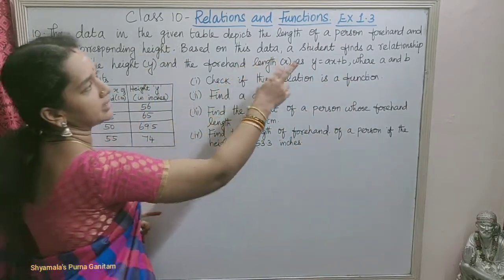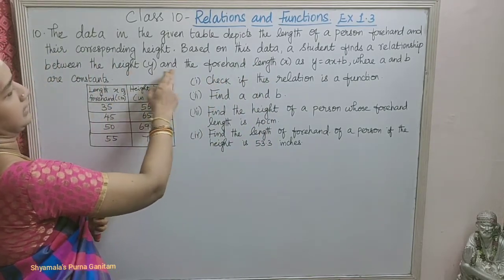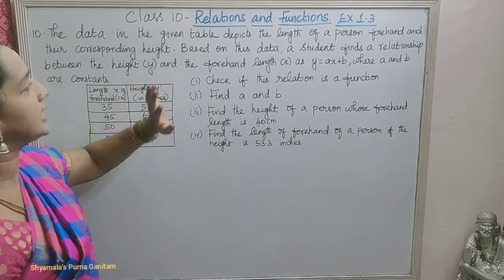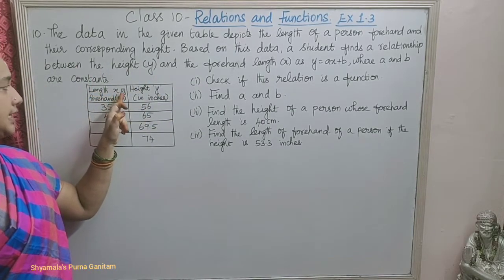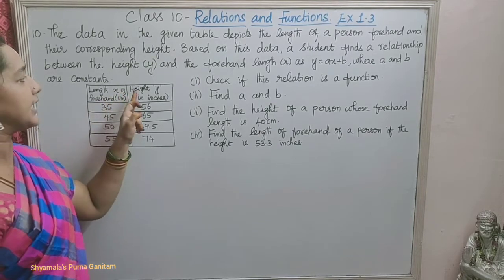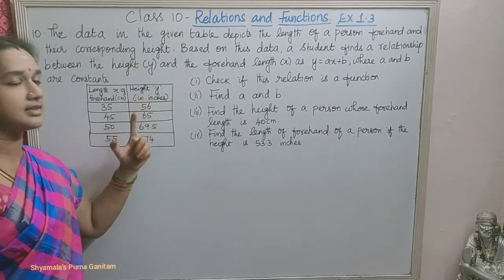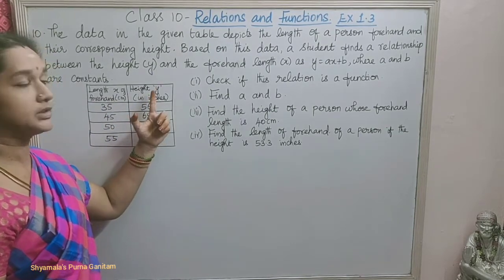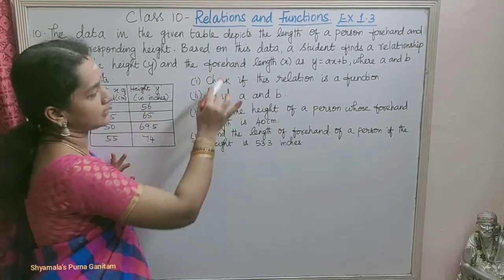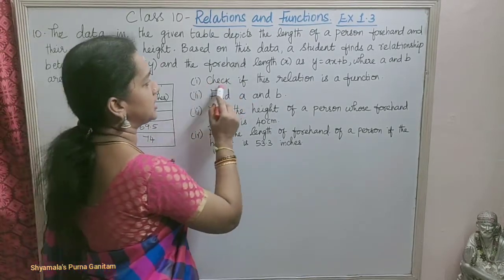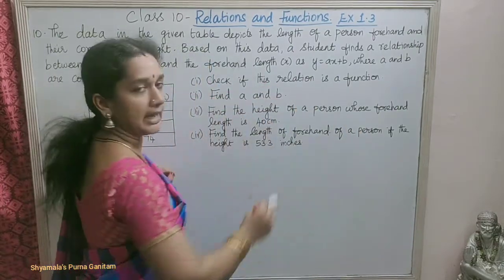So one is the length of the forehand and the other one is their corresponding height. Okay, so length x of forehand is given in centimeter and height y is given in inches. So based on these things, 4 questions are given. First one is check if this relation is a function. Then find a and b.